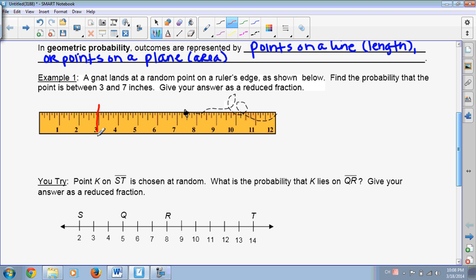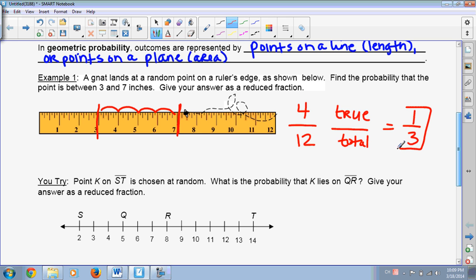So we want to know what is the probability that it lands between the 3 and the 7. What is the distance, or the length, from 3 to 7? How many inches is 3 inches to 7 inches? We can count 1, 2, 3, 4. So out of 12 inches, 4 of them would make this true. From 3 to 7, that's 4 inches. That's your part that is true, over the total length, which is 12. Obviously, we want to reduce this. 4 out of 12 reduces to 1/3. So the probability that that bug lands between the numbers 3 and 7 is 1/3 of that ruler.